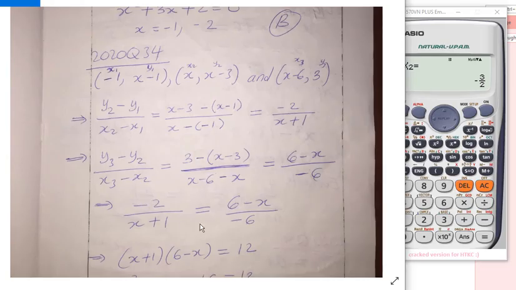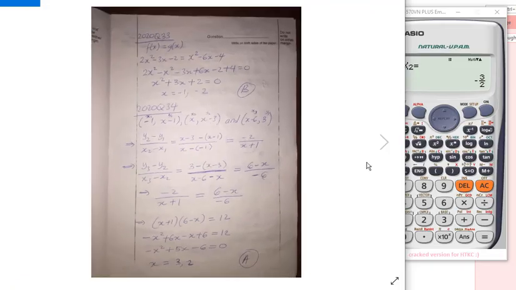You can also see at this junction, you can solve using the calculator. Do you get my point? You can solve using the calculator at this junction. Do you understand? Instead of cross multiplying to get a quadratic equation, look at what will happen here. So that's why I said or.